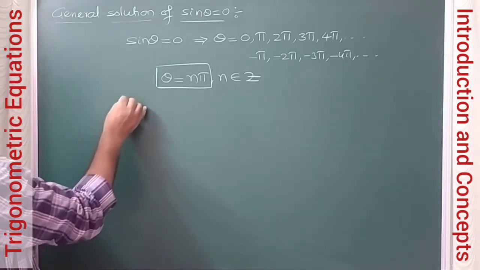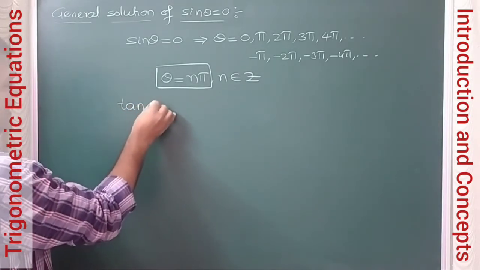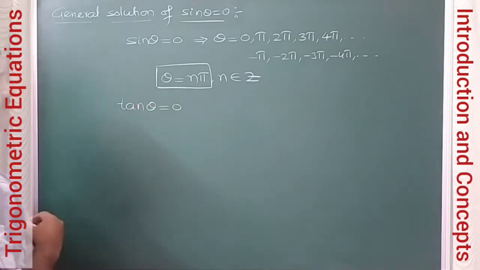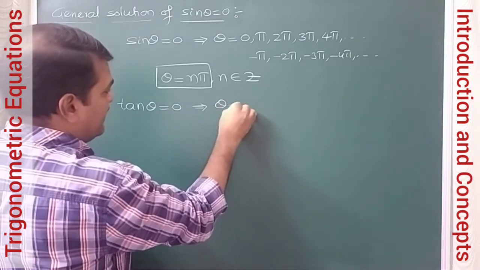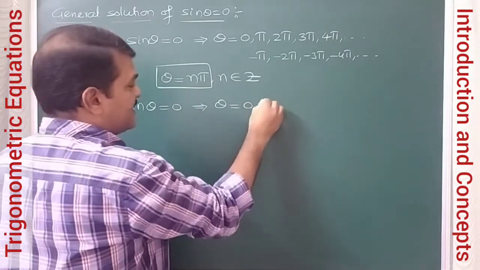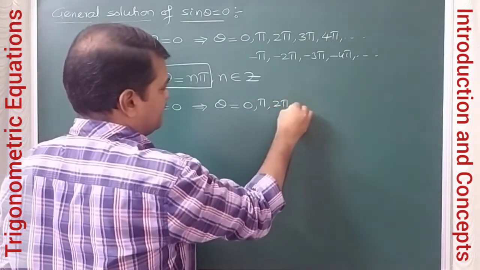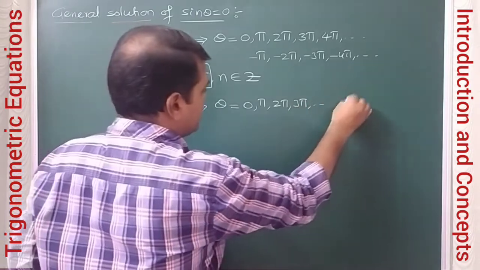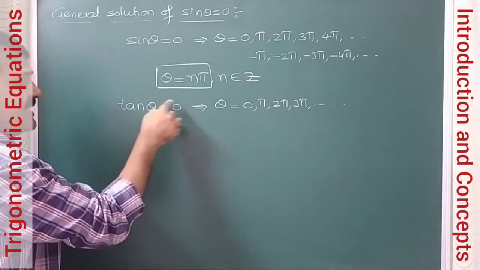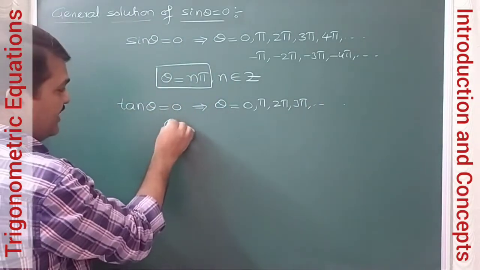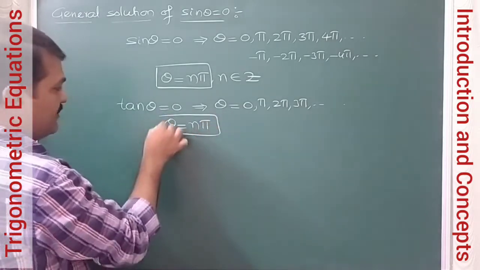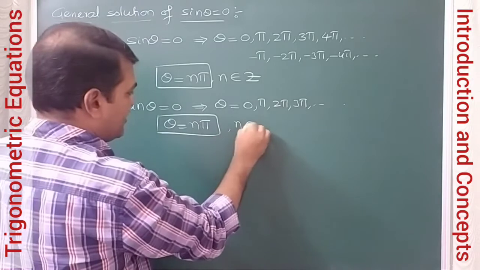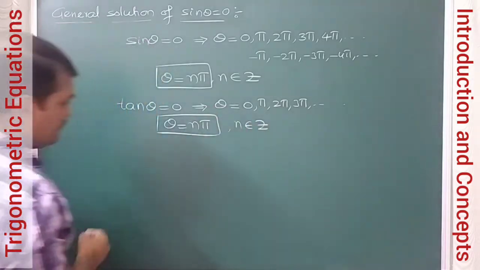The same applies for tan theta 0 also. Even tan theta 0 is applicable when theta is a multiple of pi. For all multiples of pi, we know that tan theta will be 0. So even for tan theta equal to 0, theta is equal to n pi is the general solution.